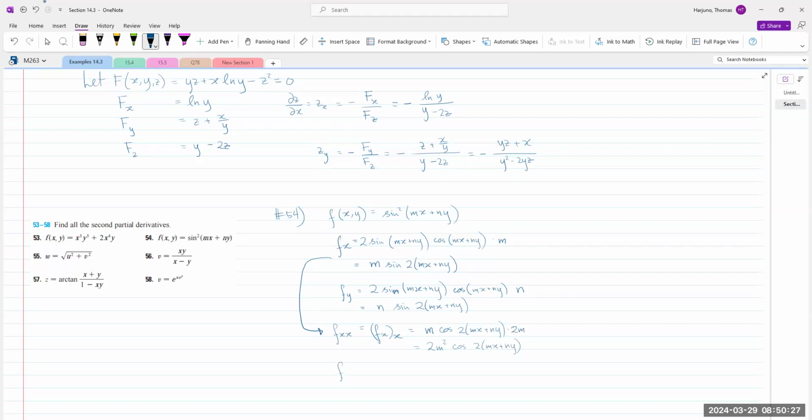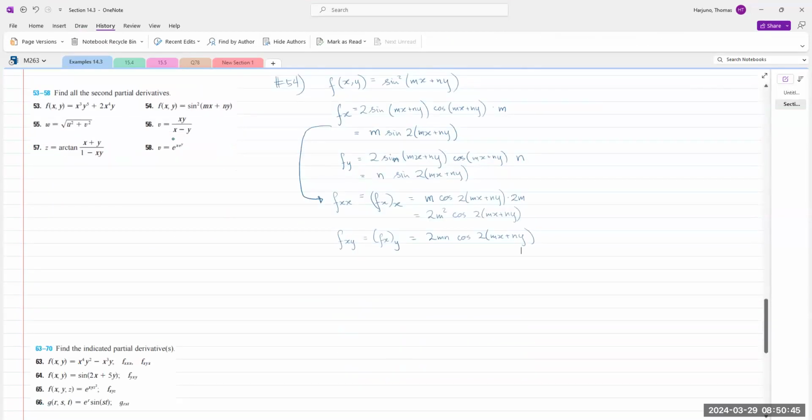How about f sub xy, which is the partial with respect to x being continued with respect to y? You will see that is 2mn cosine of 2mx plus ny. Now you can try it yourself. Now partial of f with respect to y, continued by another derivative with respect to y, you will see that's 2n squared cosine of 2mx plus ny.